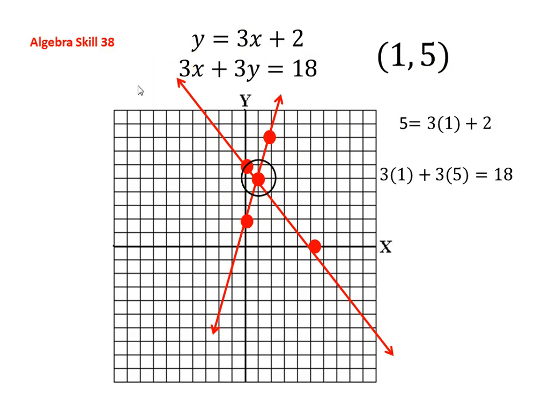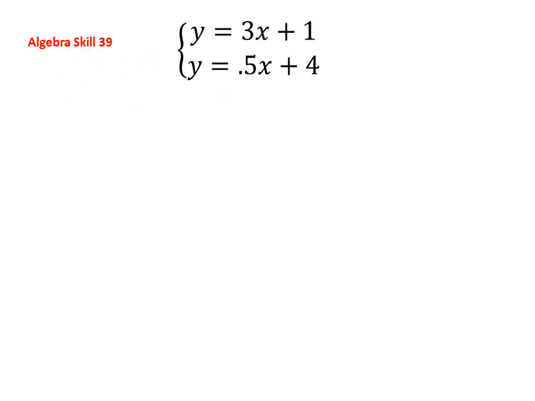So let's talk about a more efficient and sophisticated and precise way to solve systems, and that's with Algebra Skill 39, where we will not use graphing, we will use substitution. So we have y equals 3x plus 1 and y equals 0.5x plus 4. So what I'm going to do is, since I know that both of these equations are equal to y, I can set them equal to each other. If 3x plus 1 is equal to y and 0.5x plus 4 is equal to y, then they must be equal to each other.